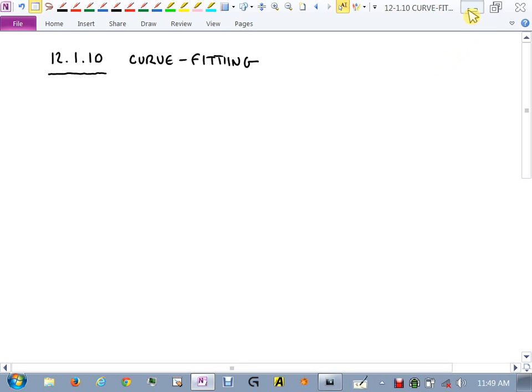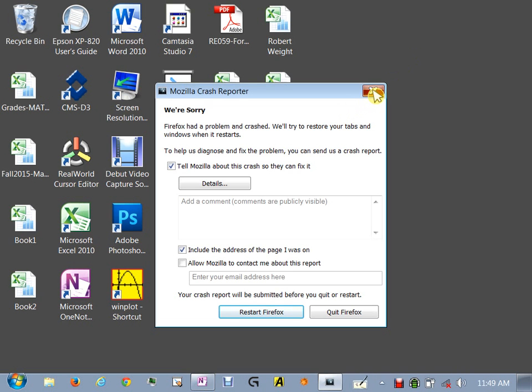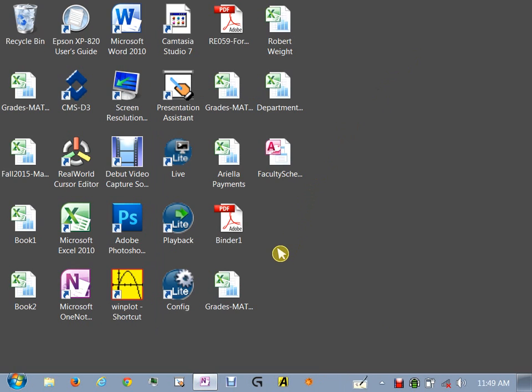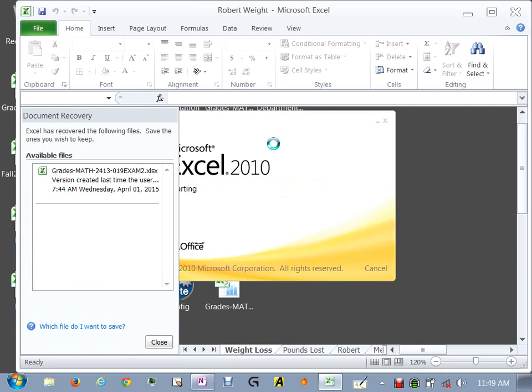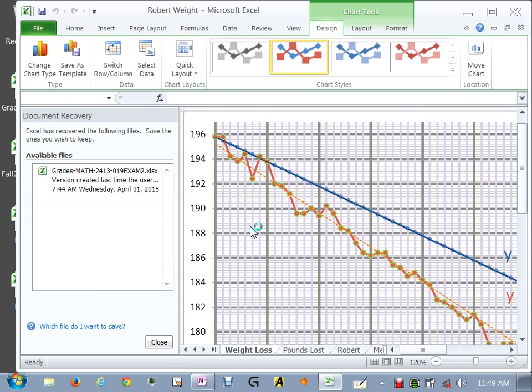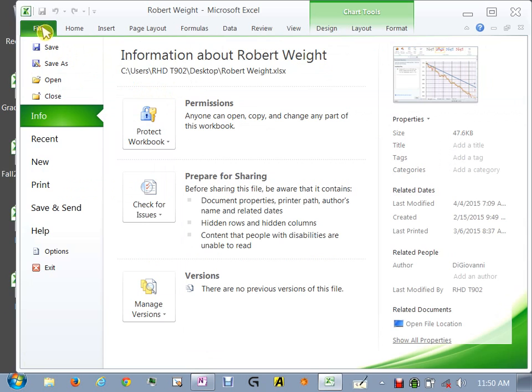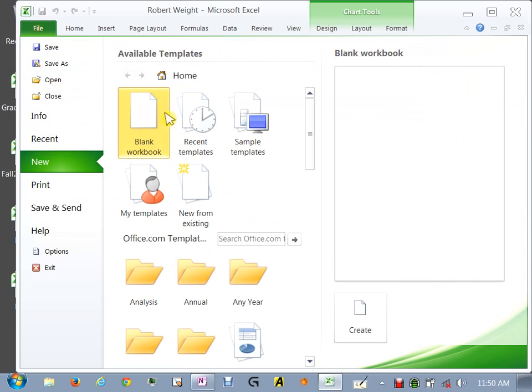So I want to show you something. I don't remember this. Remember, I was keeping track of my weight. I haven't been doing it. That's not a good example, but let me show you something in here. Let me bring a new file up.